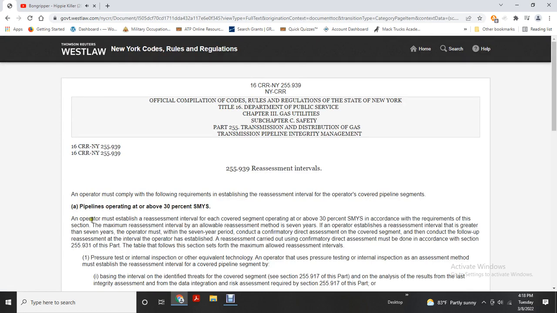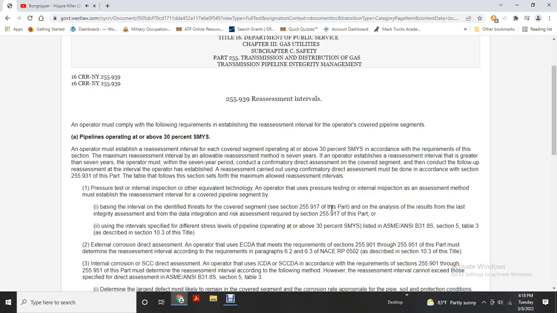Reassessment intervals. Operator must comply with the following requirements: establishing reassessment interval of the operator's covered pipeline. Operator must establish the reassessment interval for each covered segment operating above 30% of the system yield strength in accordance with the requirement, with the selection of the maximum reassessment interval allowed for the reassessment method of 7 years. Operator reestablish reassessment interval that is greater than 7 years. The operator must submit the end of the 7-year period to conduct with the confirmatory direct assessment.